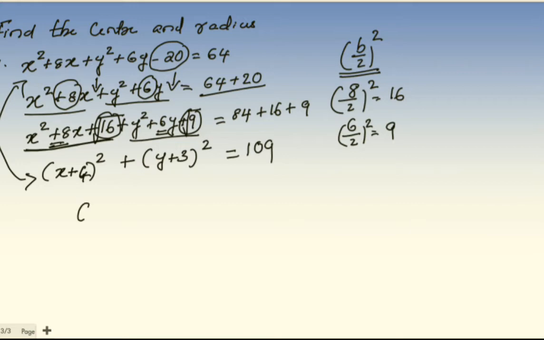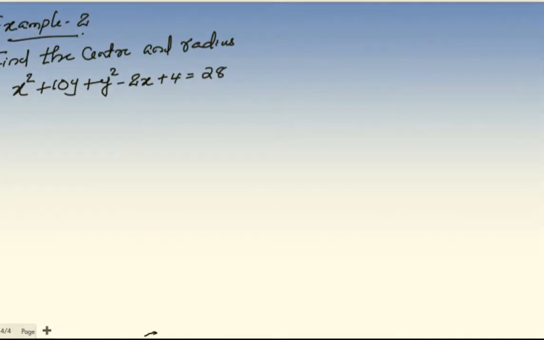What is center? Can you guess? Center is minus 4, then minus 3. Why I am using minus? Because you can see inside the bracket plus there, okay? That is different from standard form. That is why don't write 4 and 3. You have to write minus 4, minus 3. Clear? Now, next one, radius. Radius is square root of 109 is the answer. Is it clear now?